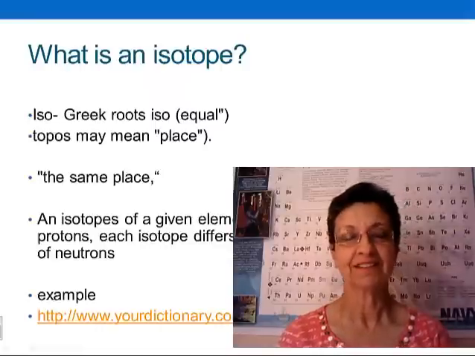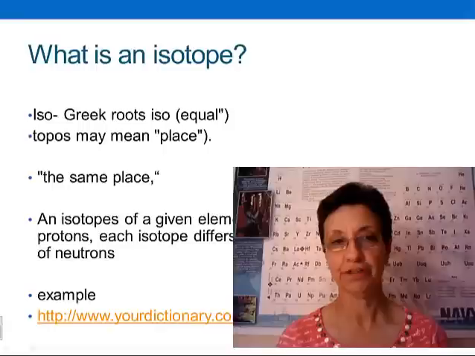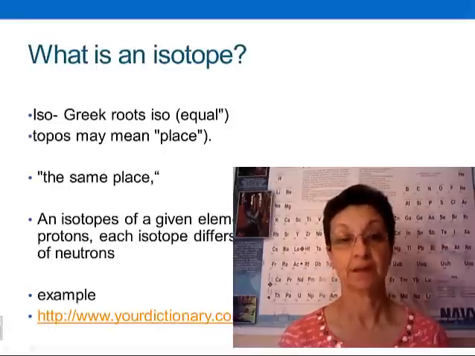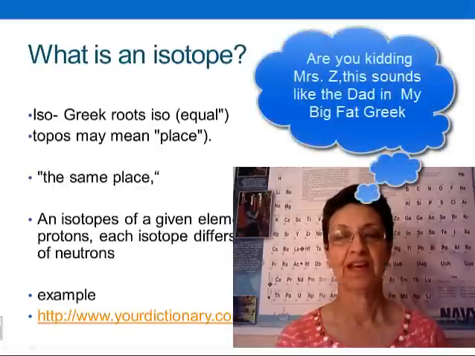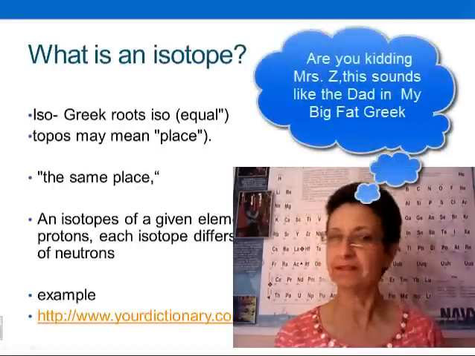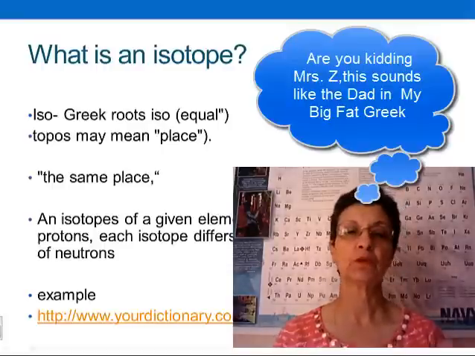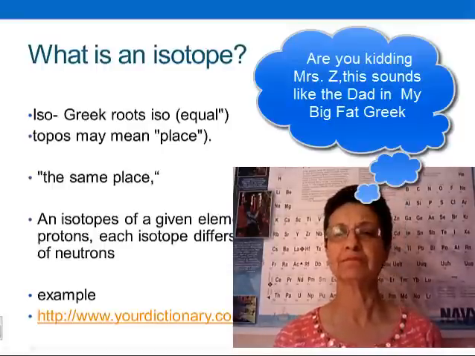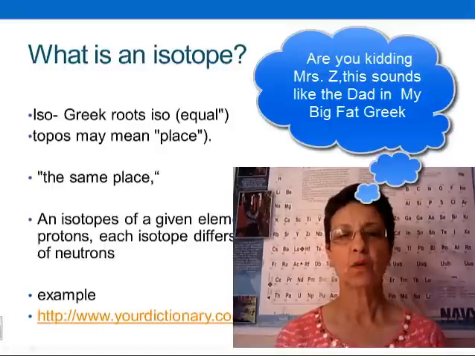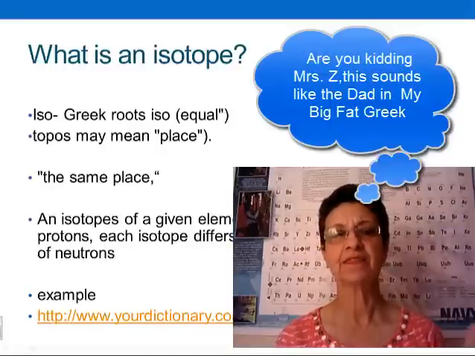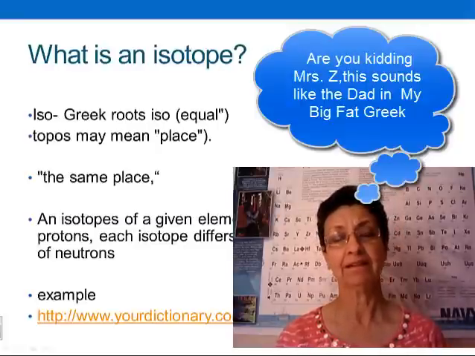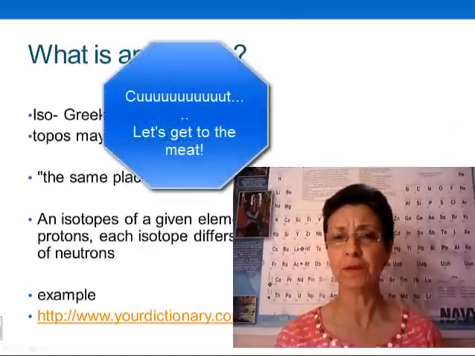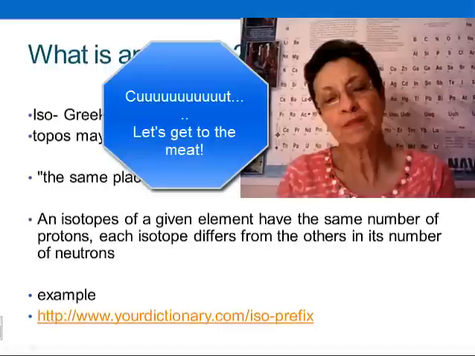Iso is a root that comes from the Greek word iso, meaning equal. I believe I did a little bit of research on this, that the word topos either comes from atoms or possibly the term place in Greek as well. And it may mean the same place. So isotope may mean the same place. But then what's an isotope?